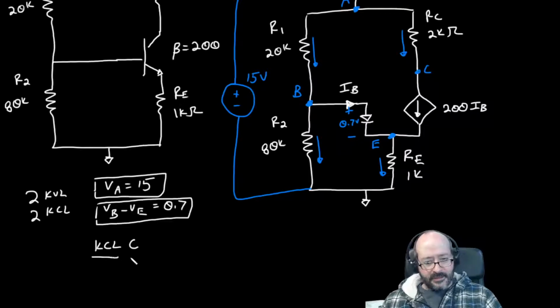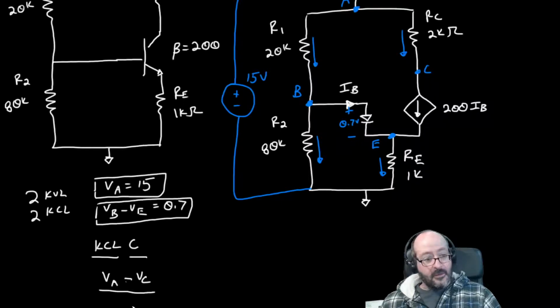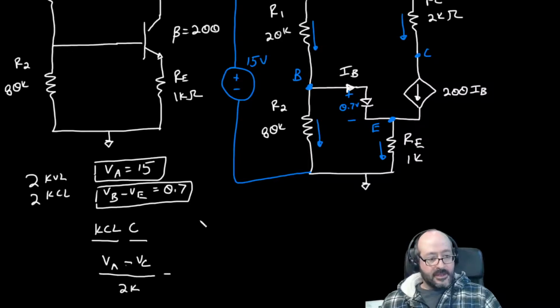That KCL for C is going to look like, well, this current's going in, so it's going to be VA minus VC over 2K. All right, and then I've got the dependent current. I'll scroll up a bit. I get the dependent current also leaving, and that's 200 IB.